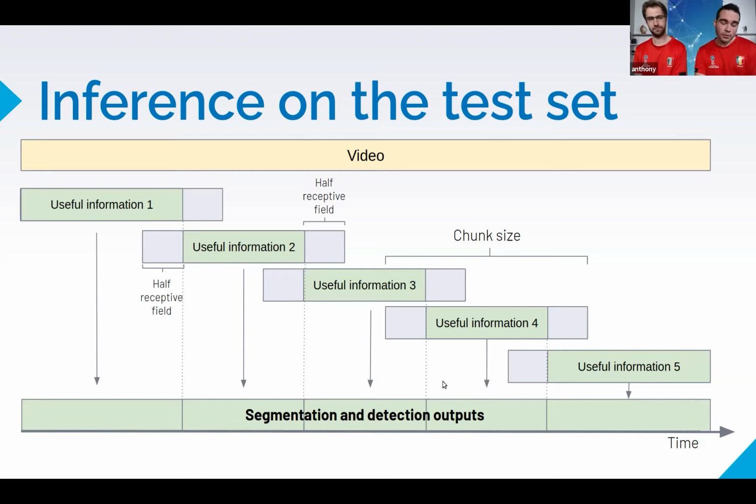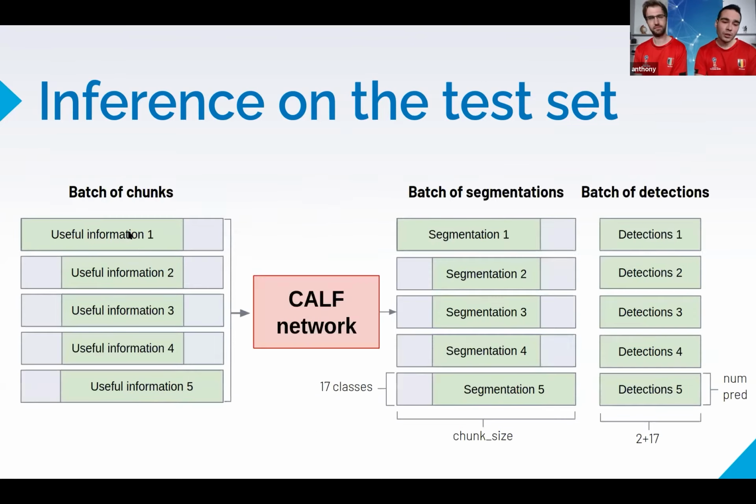In terms of network, what we're going to do is first stack all these useful chunks, 1, 2, 3, 4, 5, as a batch, which is going to be a batch of around 33 to 37 chunks, depending on the length of the game. And we're going to pass it through the network to get our segmentations first inside of the useful parts, which we can then simply concatenate to get our entire segmentation.